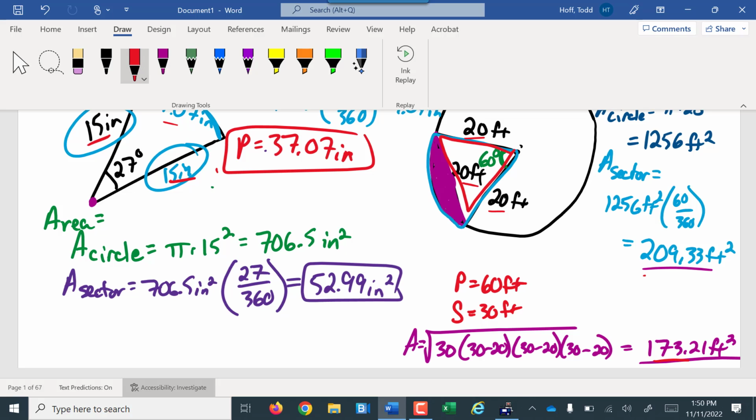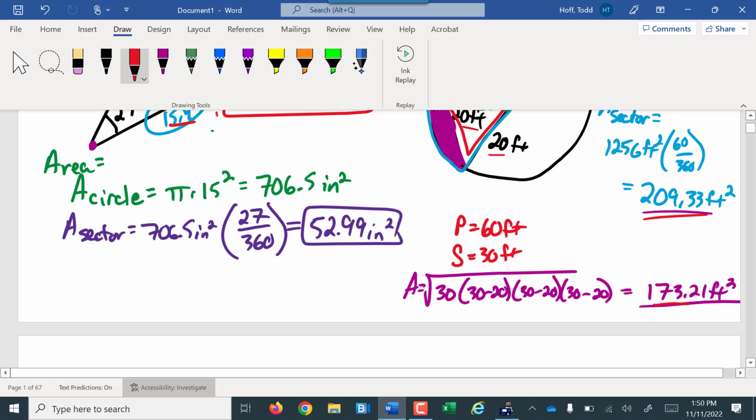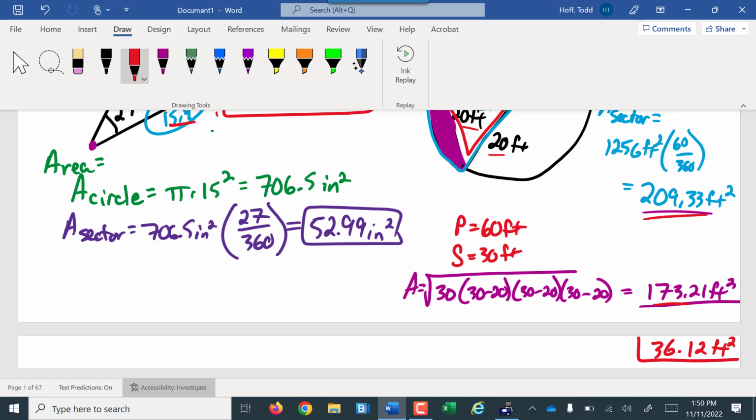Subtract those two, we get what? 36.12 square feet of area. Not so bad.